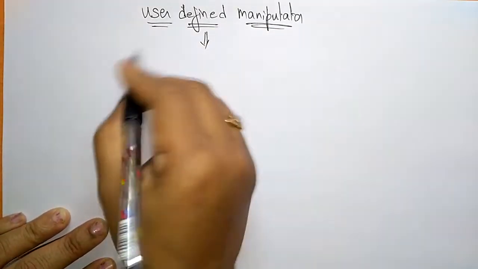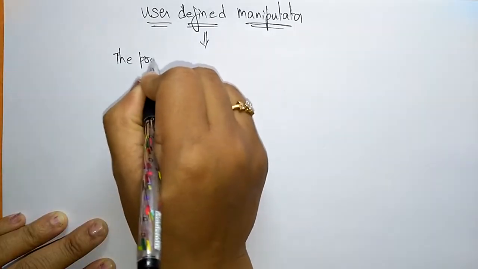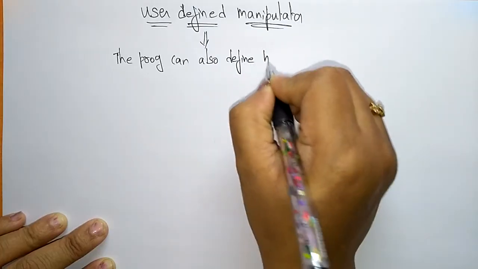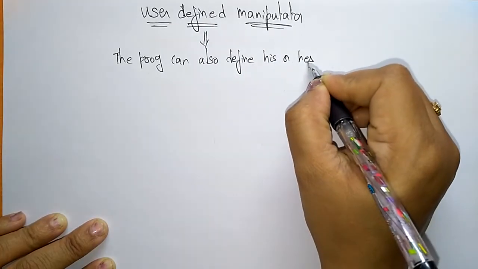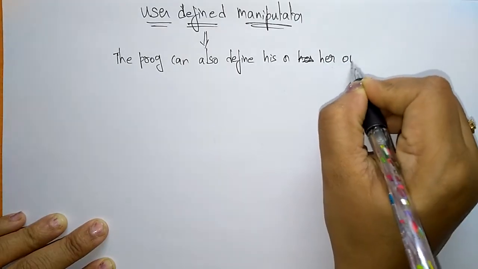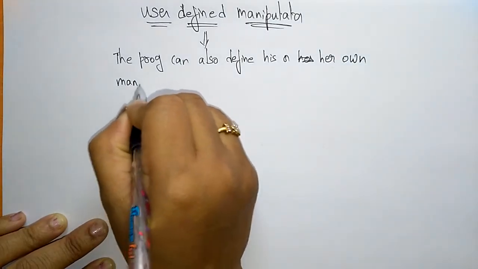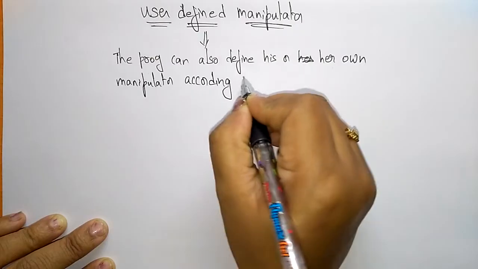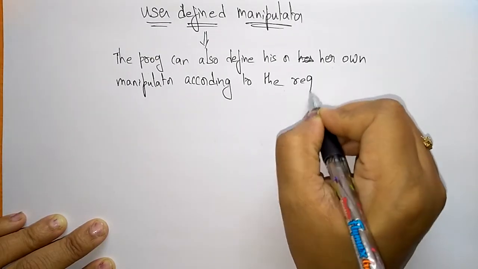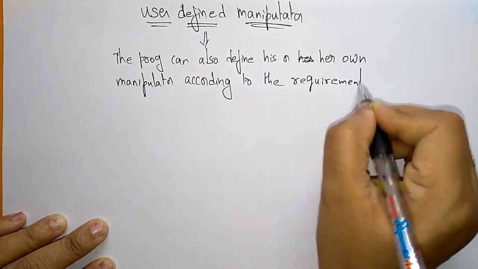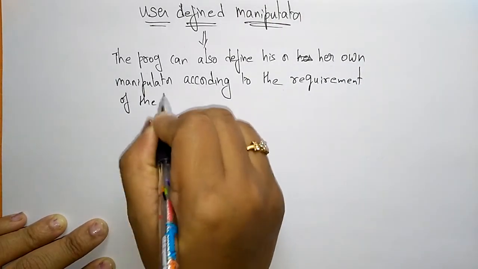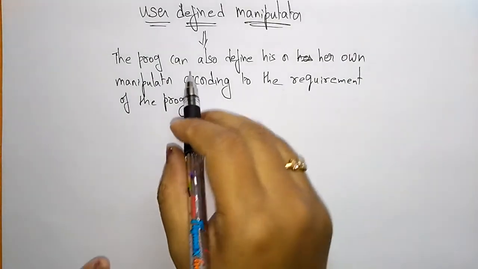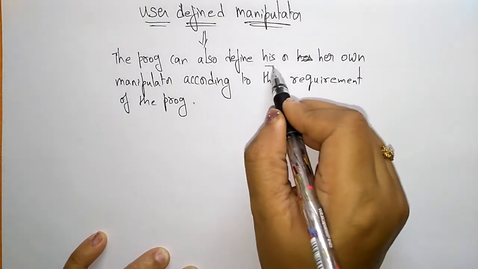The user defined manipulator means the programmer can also define his or her own manipulator according to the requirements of a program. So that is a user defined manipulator. Means the programmer can also define his or her own manipulators.